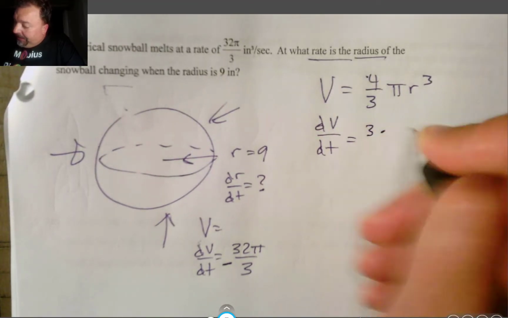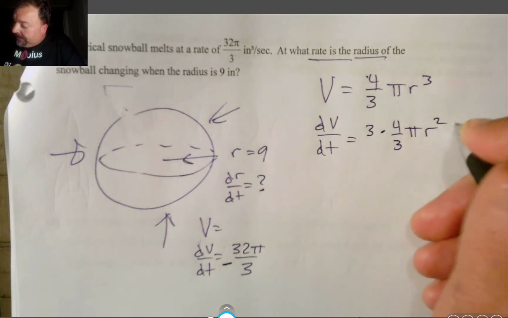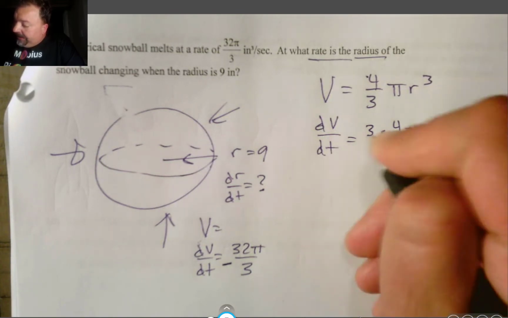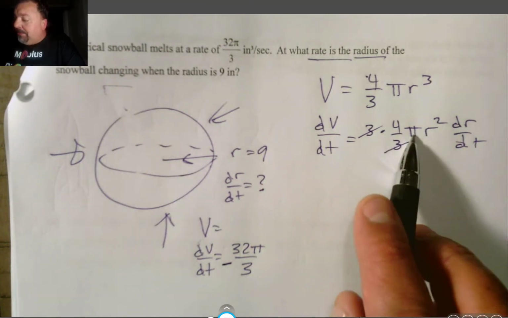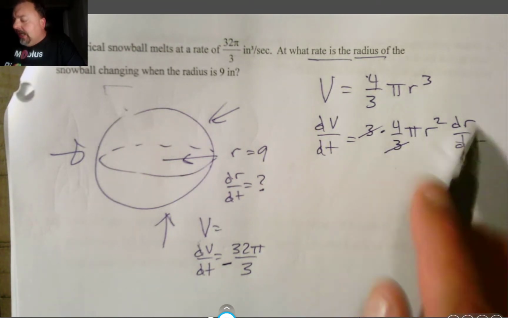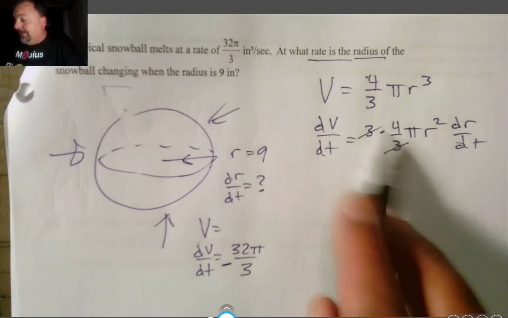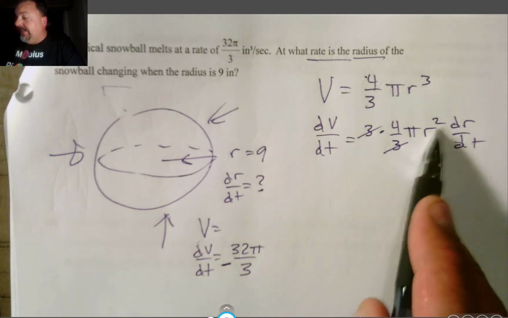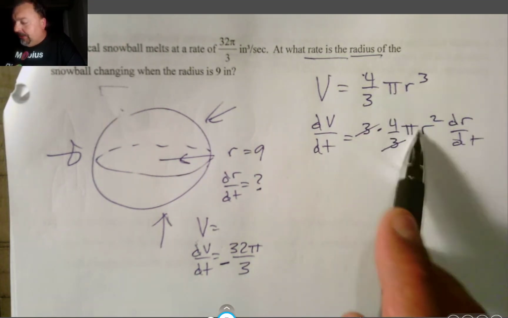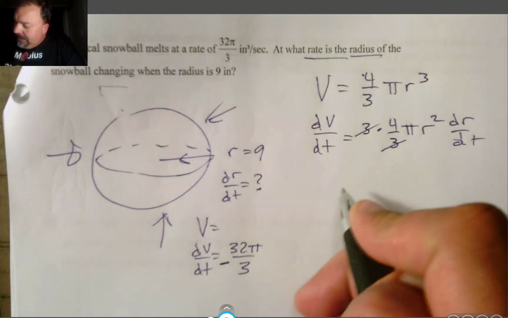I'll just write it here. We're going to have 3 times 4/3 times pi, drop it down to power, dr/dt. This 3 and this 3 would cancel. So really we have 4 pi r squared, which, if you know the surface area of a sphere, is exactly the formula for the surface area. So this is the volume, and this 4 pi r squared is the surface area. It's kind of interesting how these are related to each other when you take the derivative.